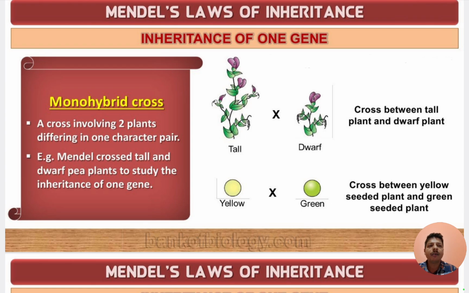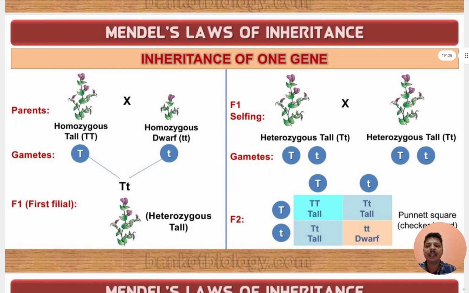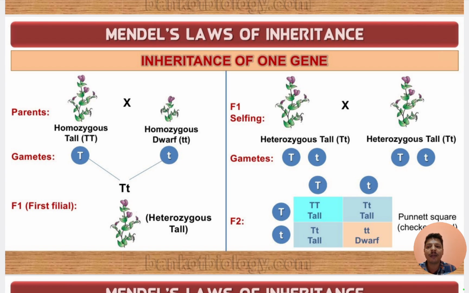Here you can see a cross between a tall and a dwarf plant. And here the seeds are also there, a cross between a yellow seeded plant and a green seeded plant. Only one character Mendel taken. According to your NCERT, the monohybrid cross belongs to only one contrasting character, that is tall and dwarf.